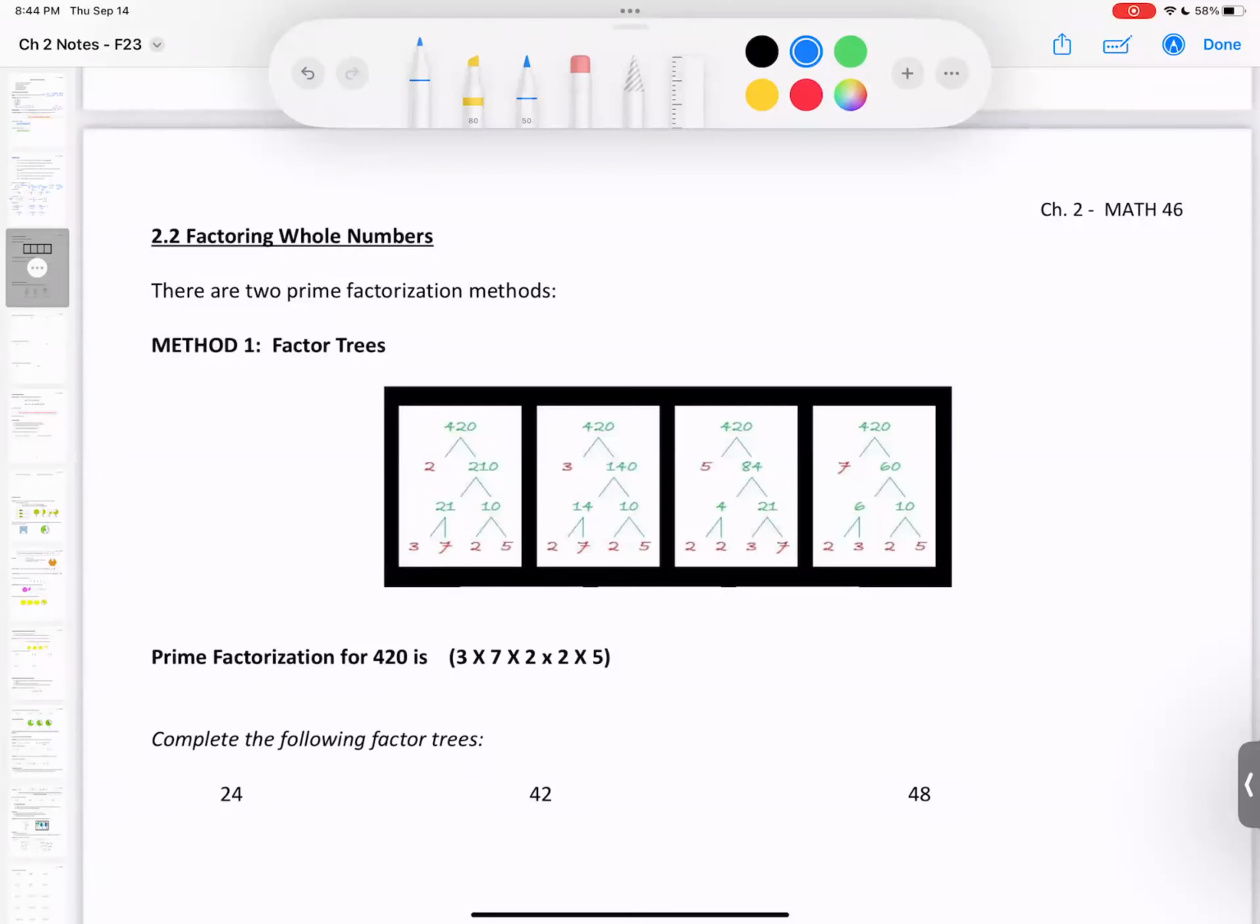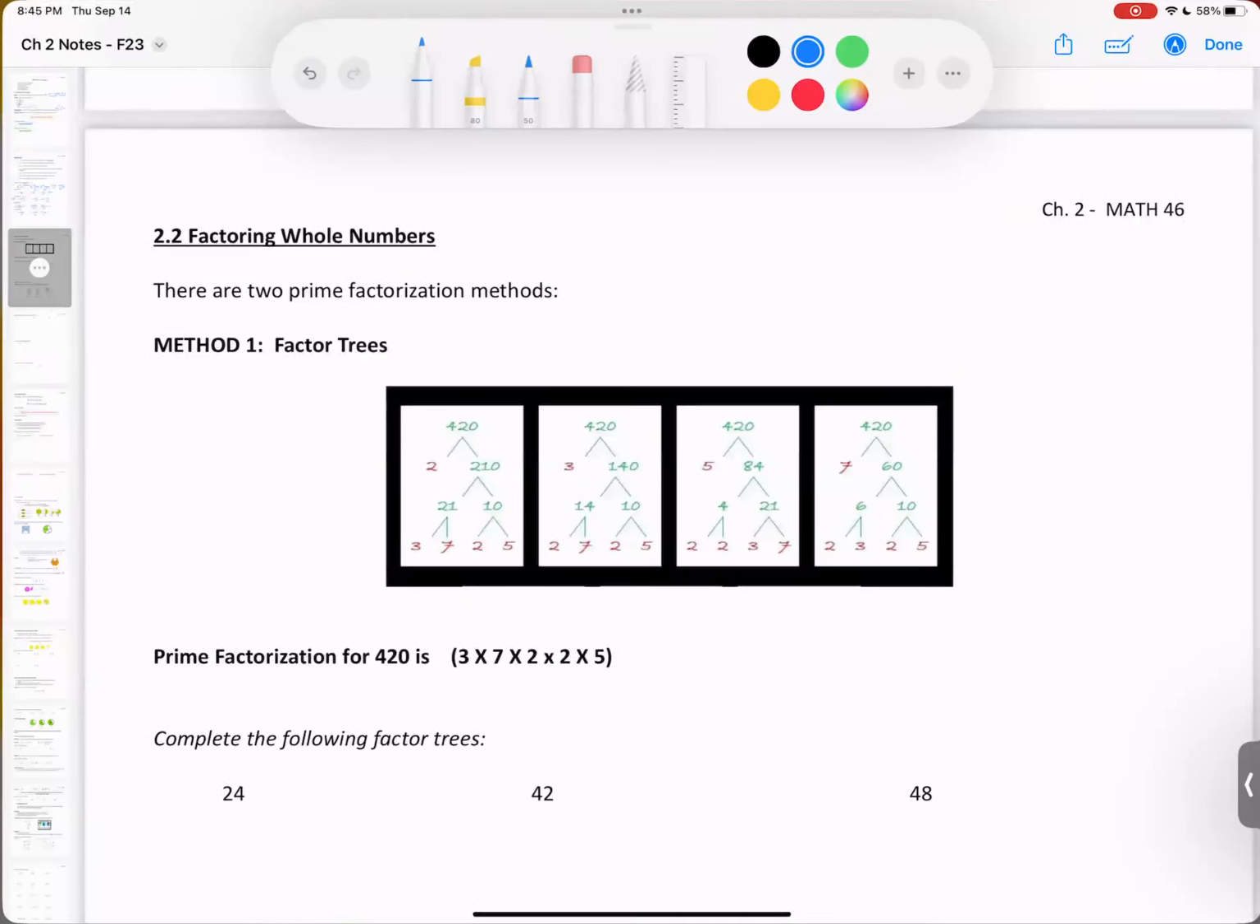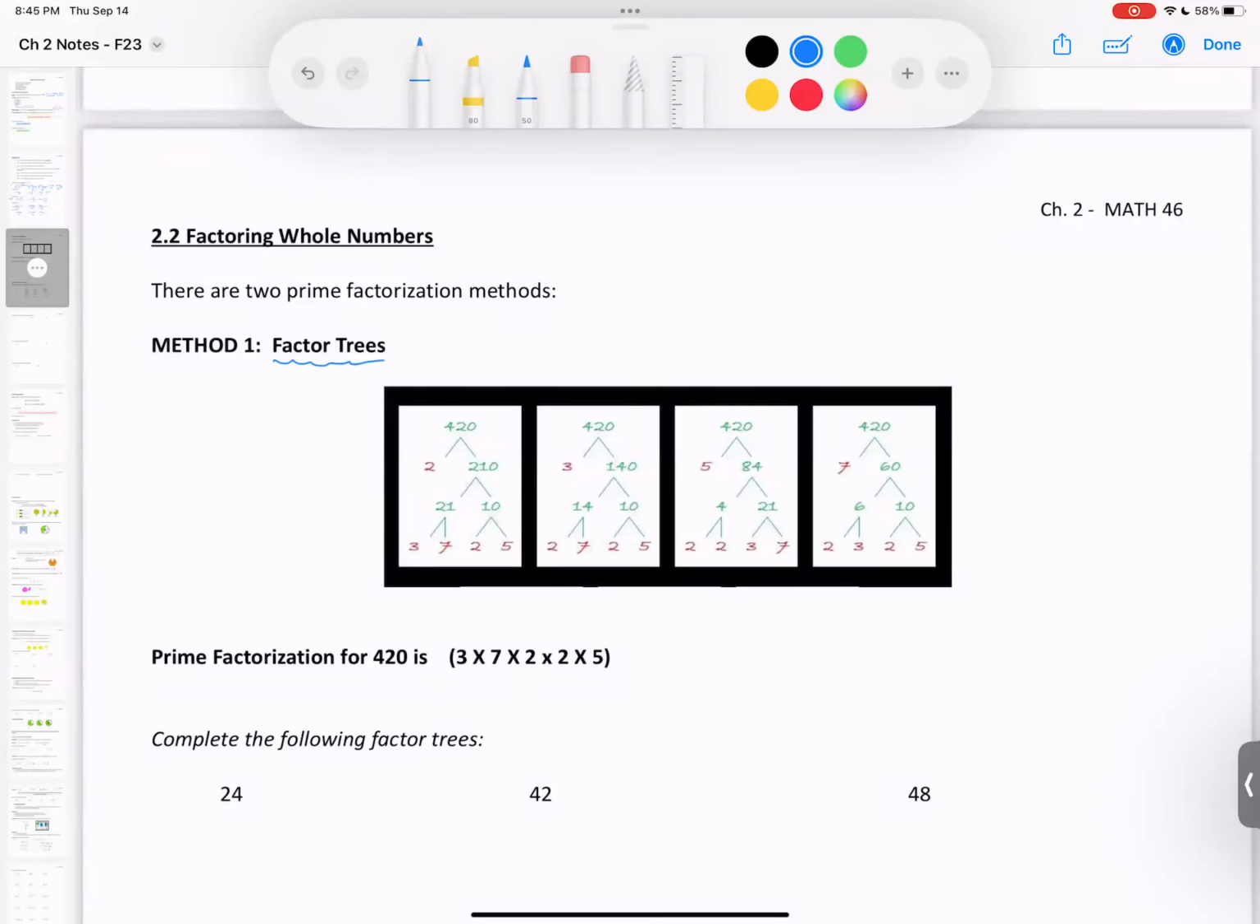So section 2.2 is on factoring whole numbers. We're going to be taking numbers and breaking them down into smaller factors. We're going to be breaking them down into factors that happen to be prime. There's two methods to do these. My favorite is the factor tree method given here.